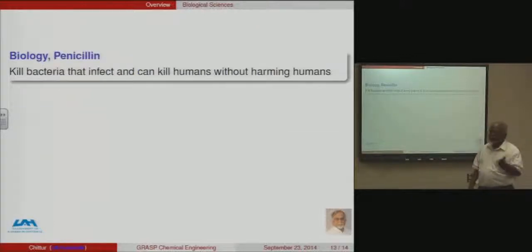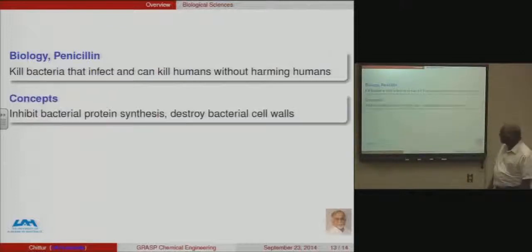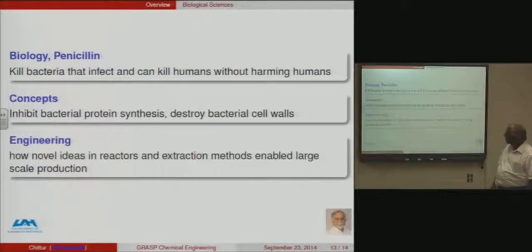So penicillin kills bacteria that infect humans without harming humans. It's a truly miracle drug. I mean, till a few decades ago, people used to die of ordinary infection. Today, we don't even think about it. It's because we have these wonder drugs, antibiotics. So there are different concepts. We'll talk about how antibiotics work by destroying bacterial cell walls or inhibiting protein synthesis and so forth.